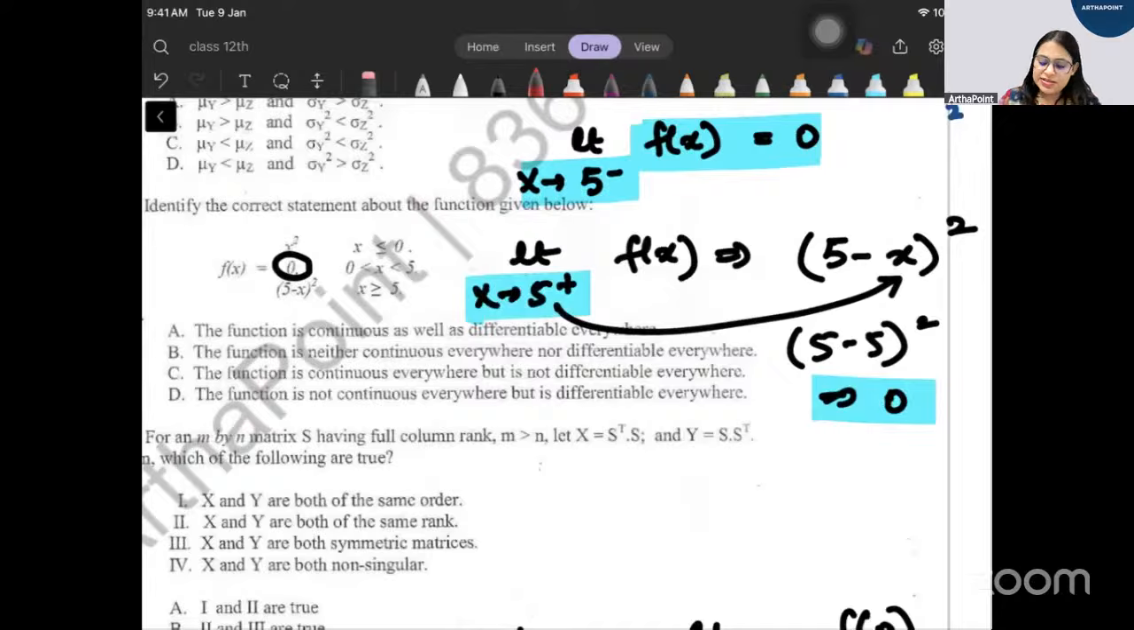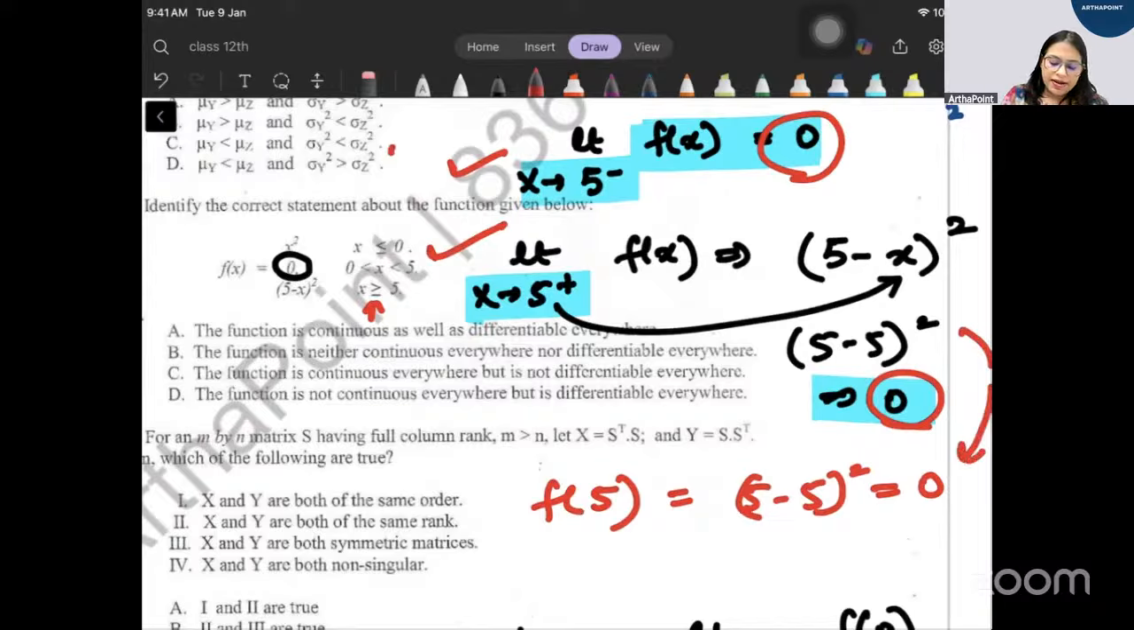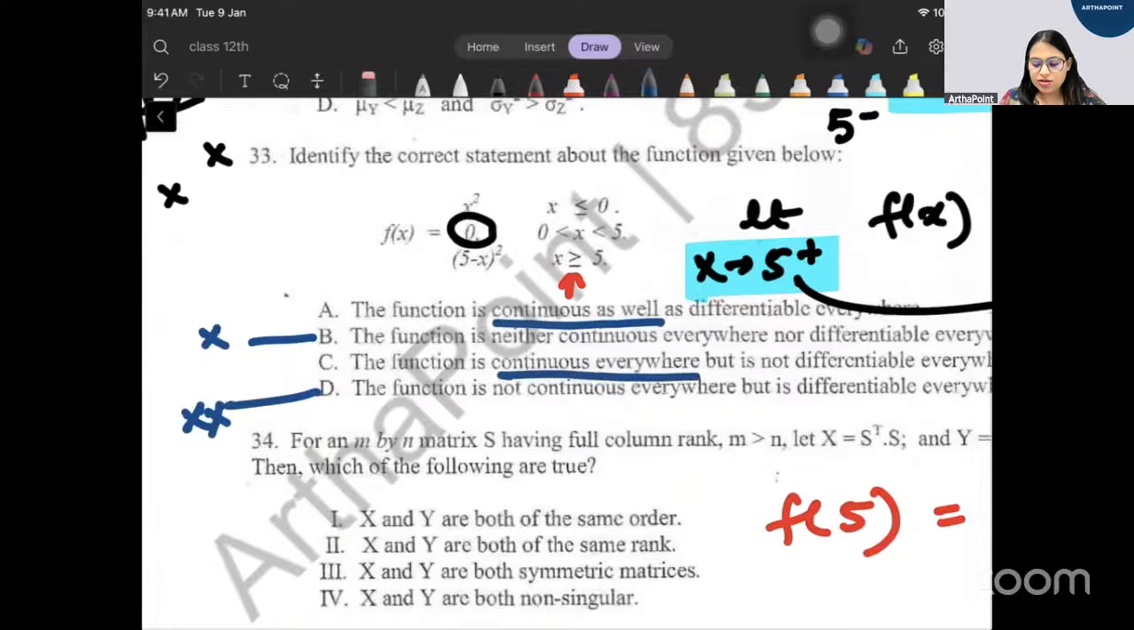And what happens when the function is at 5? तो जहां पे equal to है वहां पे you will plug in. So (5 minus 5) whole square, again 0. So you notice that limit exists, left hand limit and right hand limit same दे रहा है, and it is equal to the value of the function, माने it is continuous. Right? So the function is continuous everywhere, right? So first thing is clear to us कि option number B is wrong and option number D is also wrong. At least it is continuous everywhere, ये हमने prove कर दिया है.